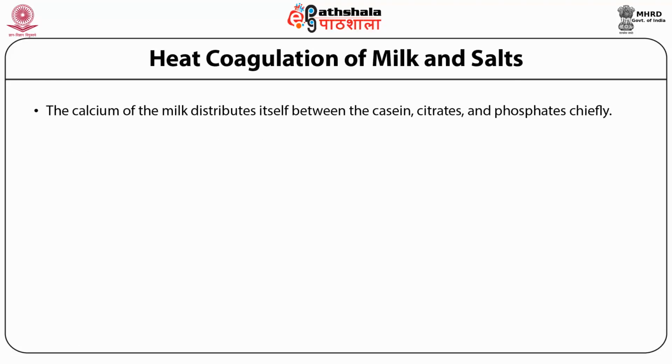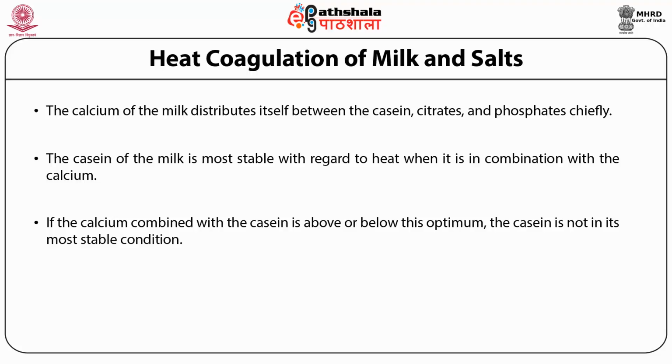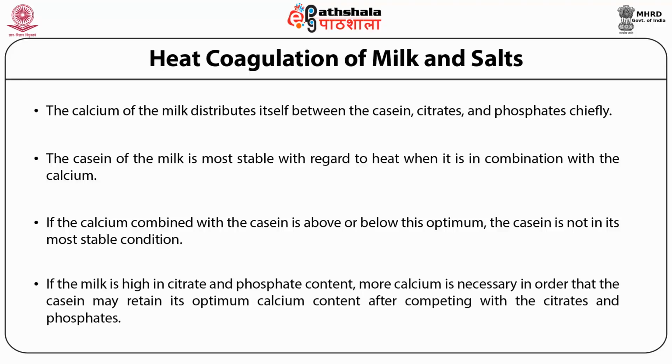The calcium of milk distributes itself between casein, citrate, and phosphates chiefly, whereas the casein of milk is most stable with regard to the heat when it is in combination with the calcium. When the amount of calcium in milk decreases due to its replacement by citrates and phosphate, casein becomes less stable. That is, if the amount of citrates and phosphates increases in milk, a need is there to subsequently increase calcium to stabilize casein. If the amount of calcium is not increased, casein may precipitate.